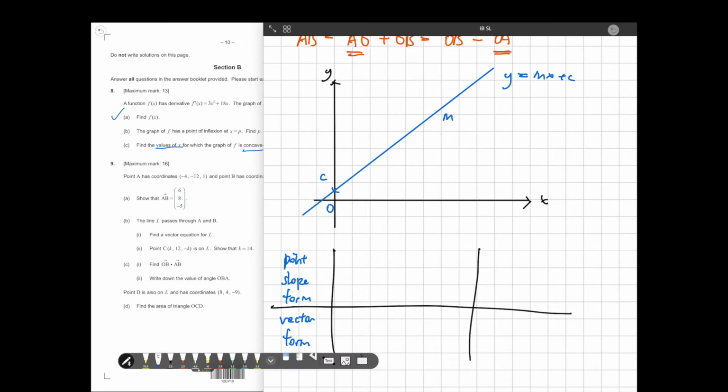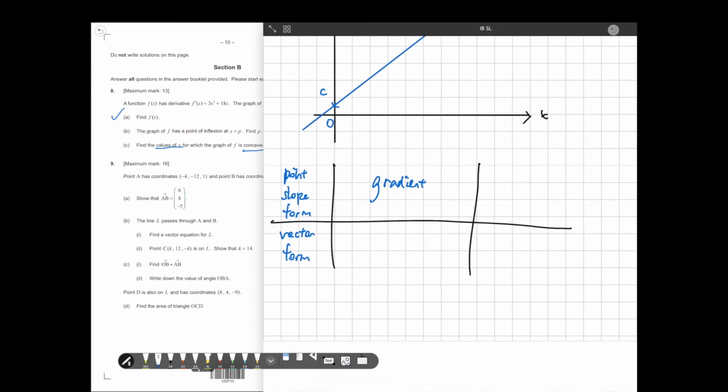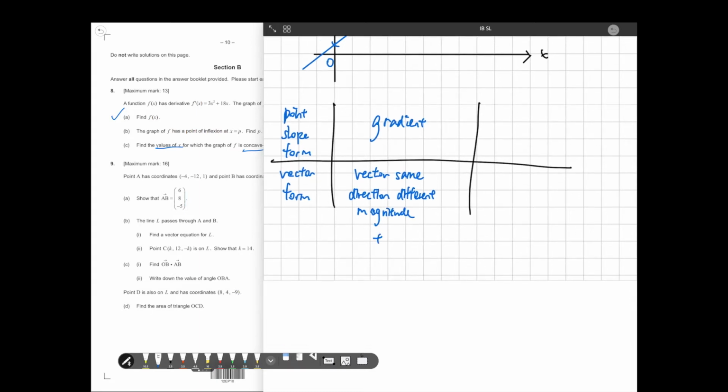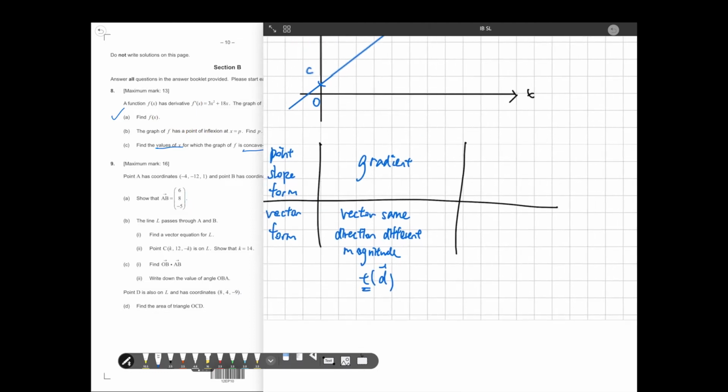Okay, how about when we talk about gradient? So what we are talking about in the vector. So we're talking about vectors that are the same direction, but different in magnitude. So we call it t, and direction times the scalar. This is a scalar t.